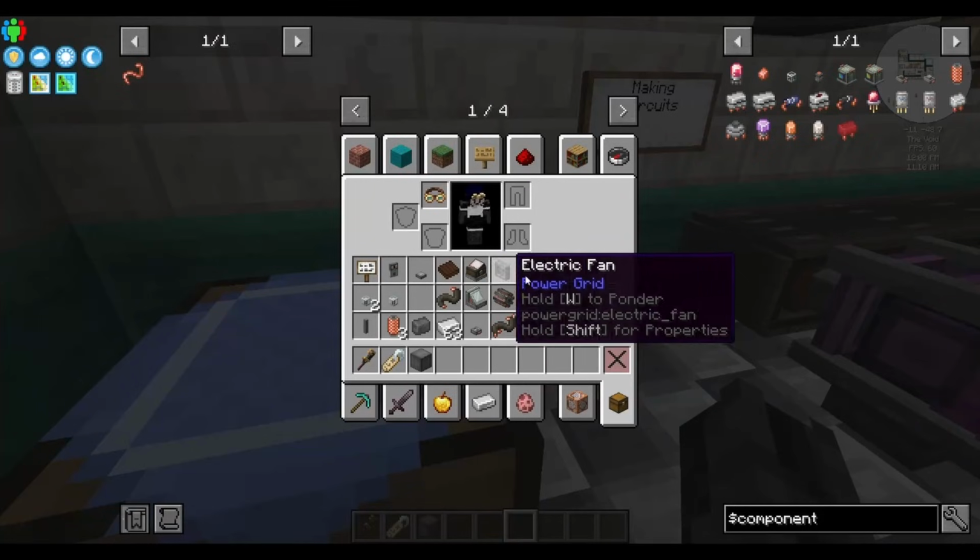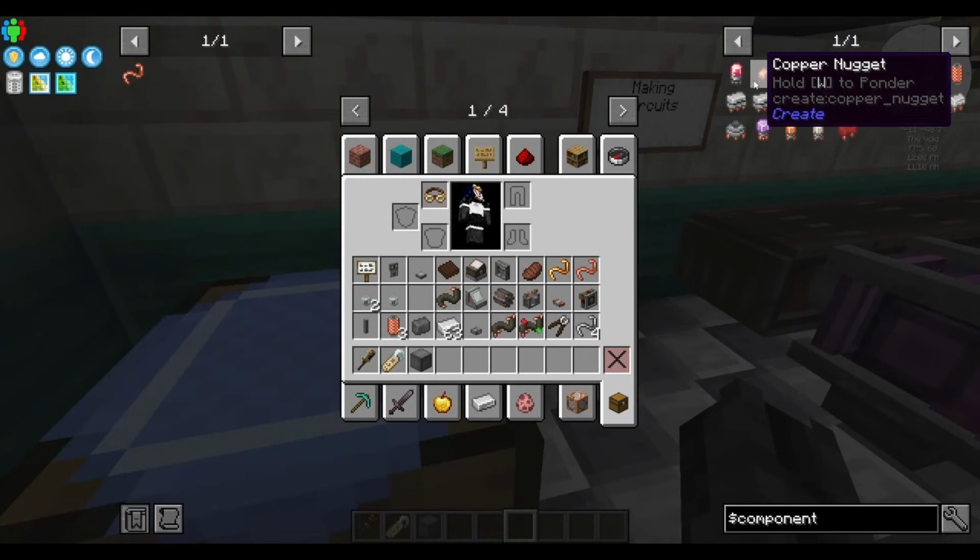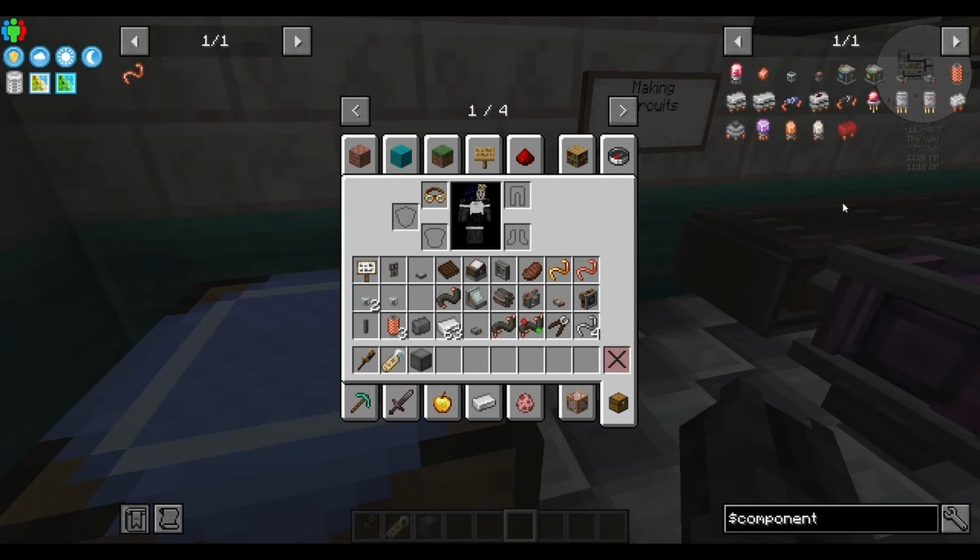Wire connectors are used to connect them together. Copper nuggets are used as vias, which can let you connect the two sides of the circuit board together. And resistors are resistors. Diodes work as diodes. It's a one-way sort of thing. It conducts electricity only in one way. We'll get into more details later.